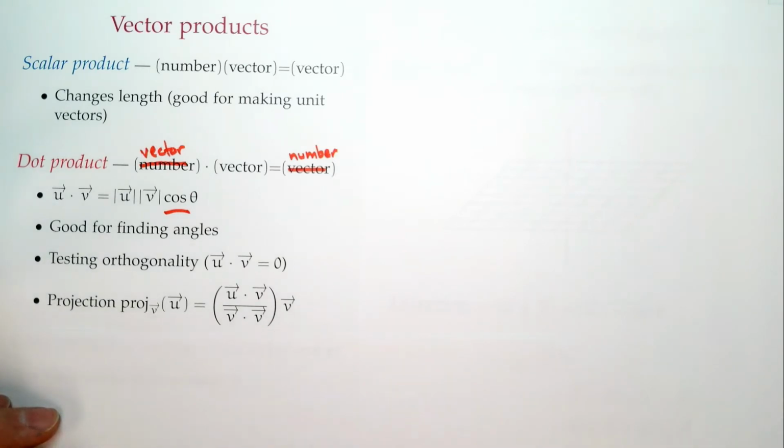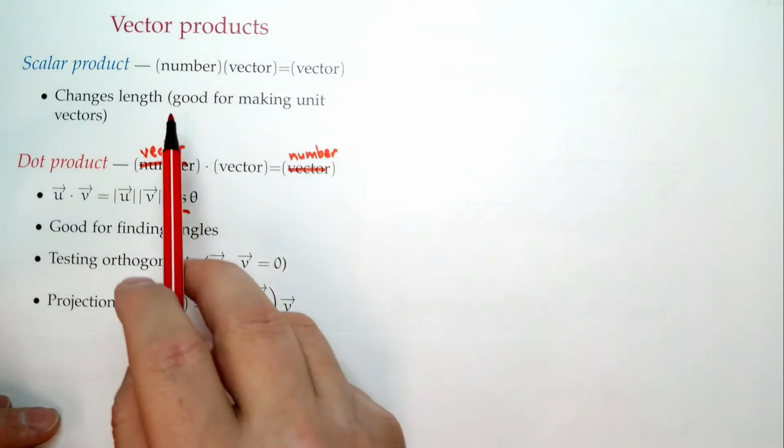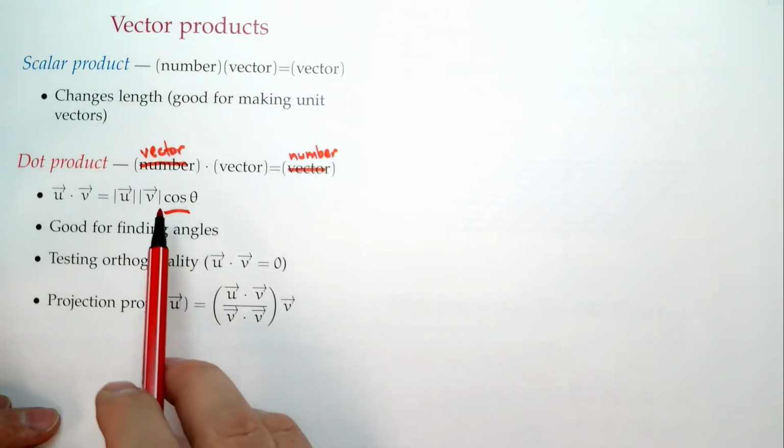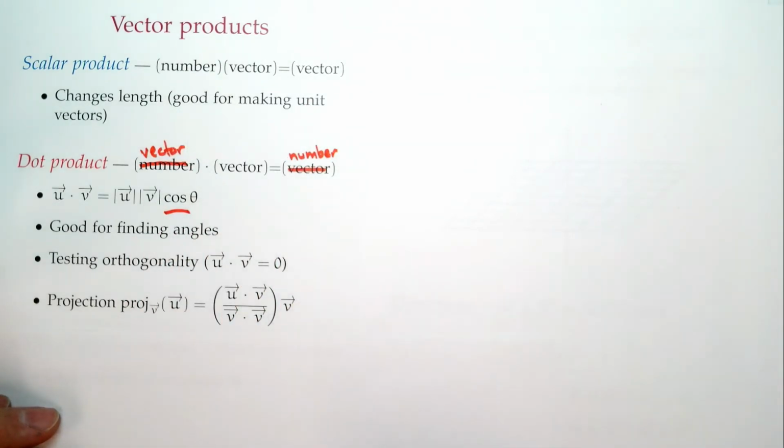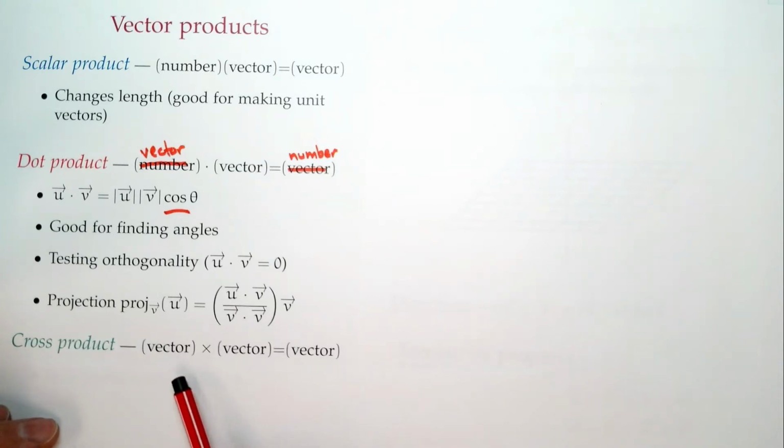Okay, so what do we have? Well, we can scale, and we can take two vectors and get a number, but it's not very satisfying. What we'd really like is a product where we take a vector and another vector and get a vector. And that is possible. Well, almost possible. There's a caveat. This is called the cross product. What's the caveat? It only works in dimension 3.